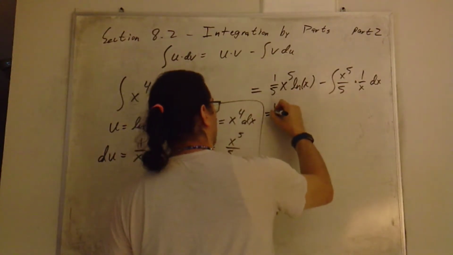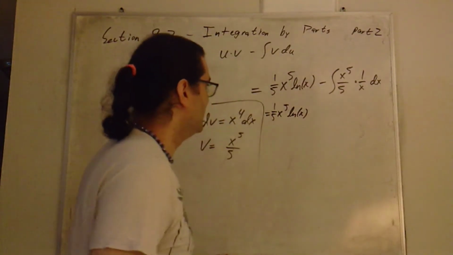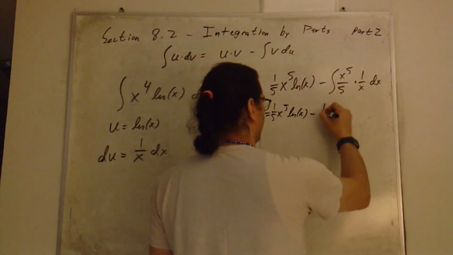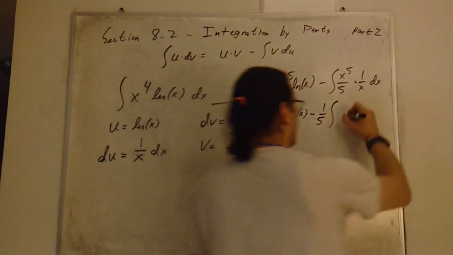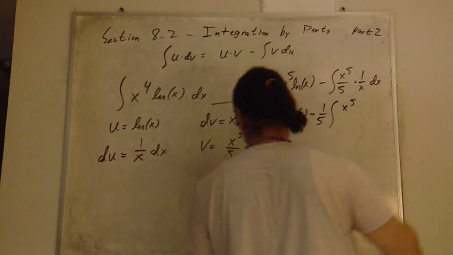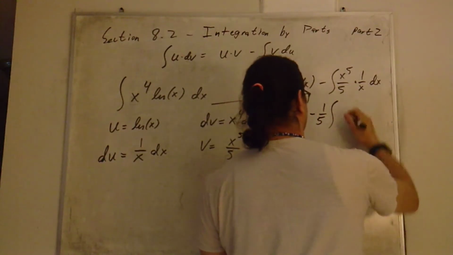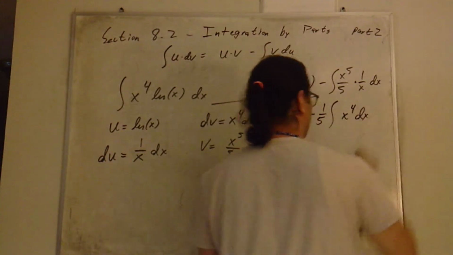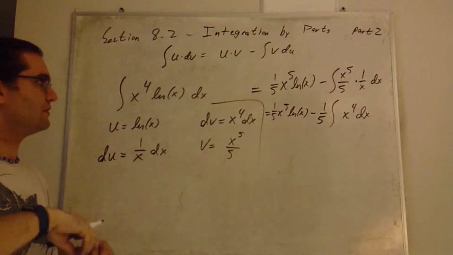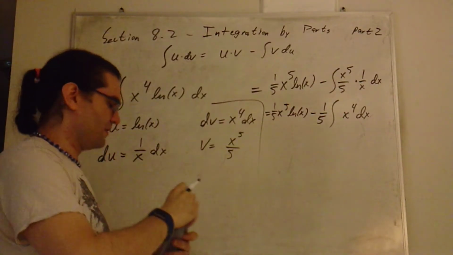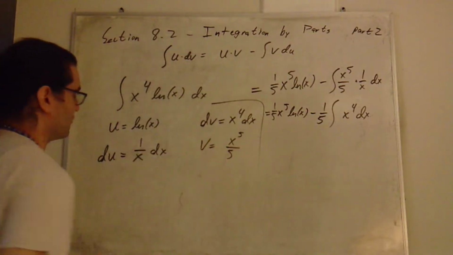This part will stay the same, 1/5 x to the fifth ln x, nothing's changing that. I'm going to take the 1/5 outside of that business, because coefficients are safe. x to the fifth divided by x is just going to give me x to the fourth. And now I think we can agree that this is a much easier integral than what we started with. Integrating x to the fourth is a better plan than trying to integrate x to the fourth ln x.